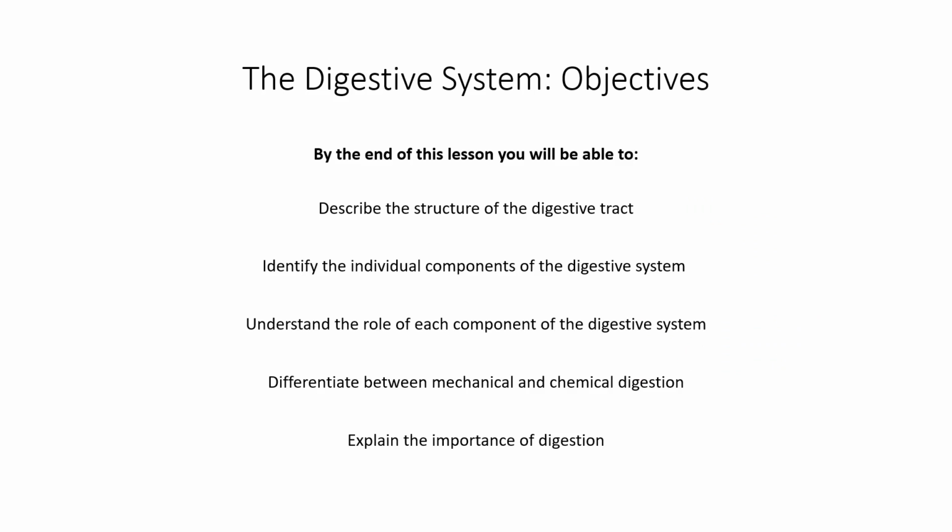So, here are the objectives for the digestive system. By the end of this lesson, you will be able to describe the structure of the digestive tract, identify the individual components of the digestive system, understand the role of each component of the digestive system, differentiate between mechanical and chemical digestion, and explain the importance of digestion.